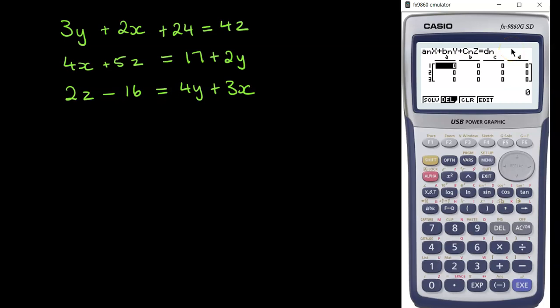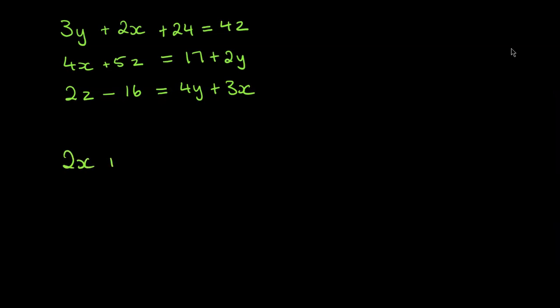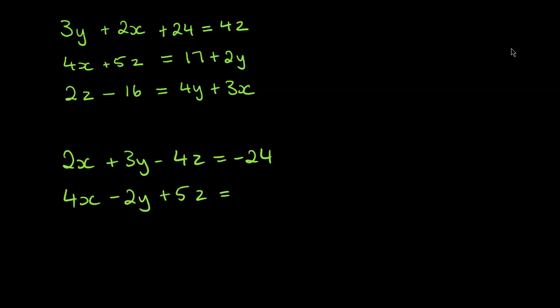The first one, we can have 2x plus 3y minus 4z equals -24. The next one, we've got 4x, then -2y plus 5z is equal to 17. And then for the final one, our x term will be -3x minus 4y plus 2z equals 16.